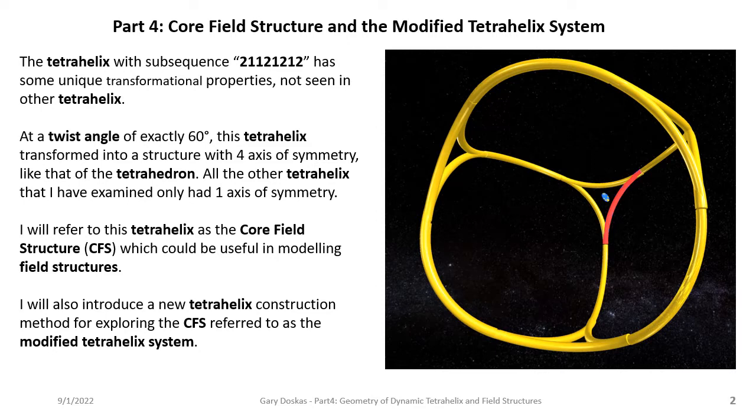The tetrahelix with subsequence 211-21212 has some unique transformational properties not seen in other tetrahelix. At a twist angle of exactly 60 degrees, this tetrahelix transformed into a structure with 4 axes of symmetry, like that of the tetrahedron. All the other tetrahelix that I have examined only have 1 axis of symmetry. I will refer to this tetrahelix as the core field structure, CFS, which could be useful in modeling field structures. I will also introduce a new tetrahelix construction method for exploring the CFS referred to as the Modified Tetrahelix System.